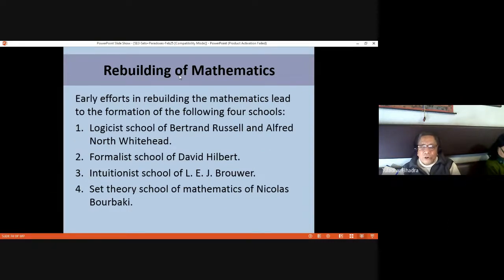All the efforts in rebuilding mathematics led to the formation of the following 4 schools: the Logistic School of Bertrand Russell and Alfred North Whitehead, the Formalistic School of David Hilbert, the Intuitionist School of L.E.J. Brouwer, and the Set Theory School of Nicolas Bourbaki. Bourbaki is French.